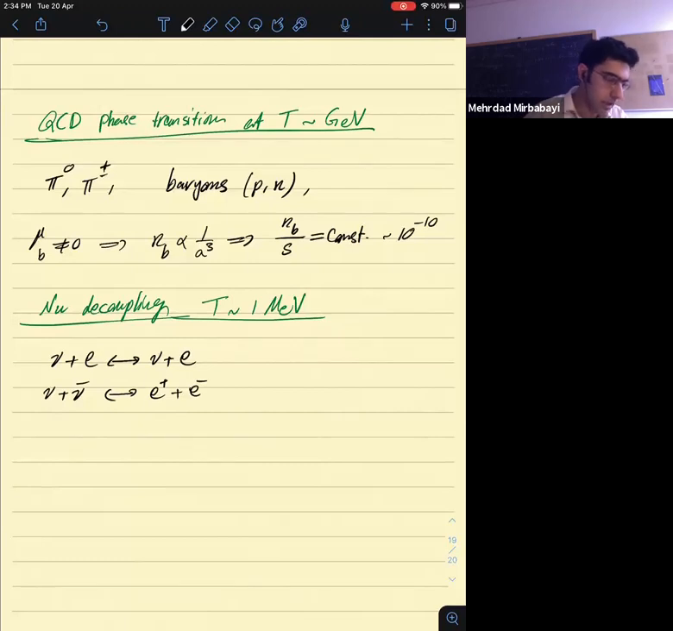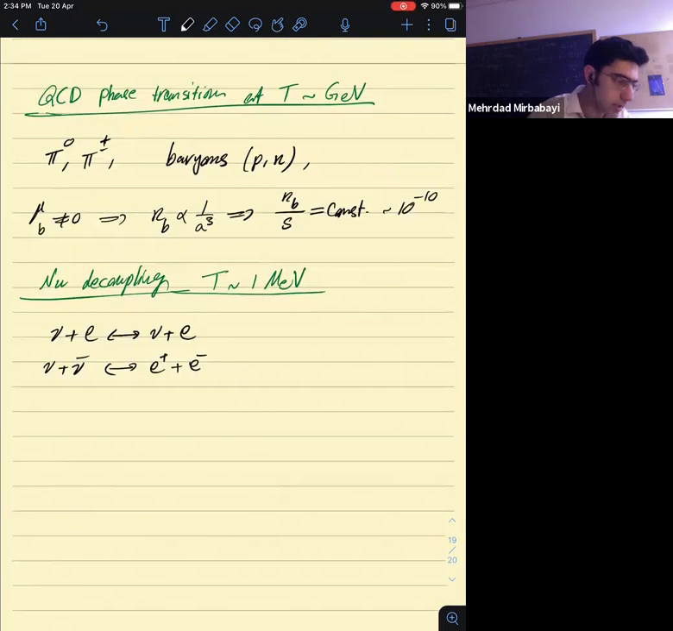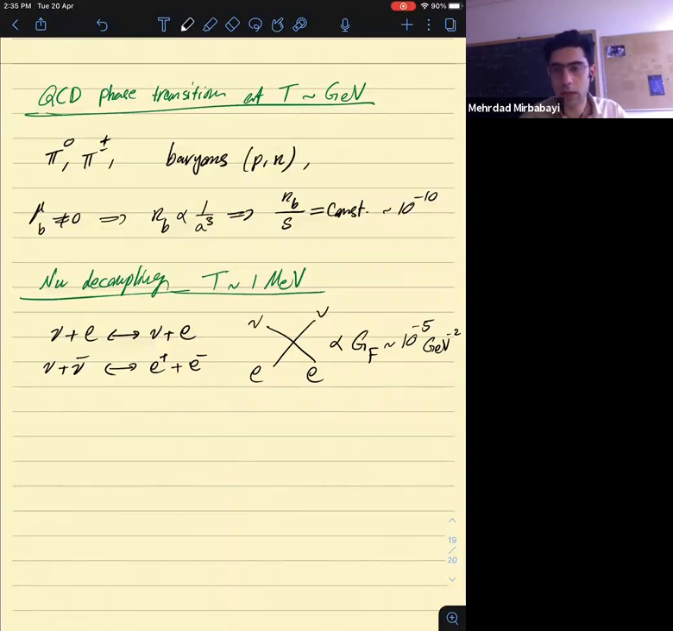So, okay, let us start with the estimate of the rate. These are processes which, as I said, can be described by the four-Fermi interactions, whose amplitude is proportional to G Fermi, which is of order 10 to the minus 5 1 over GeV squared, which is something of order 1 over the mass of the W or Z boson squared, times the coupling constant. So the amplitude is proportional to that, and therefore the cross section for these processes would be proportional to G Fermi squared.